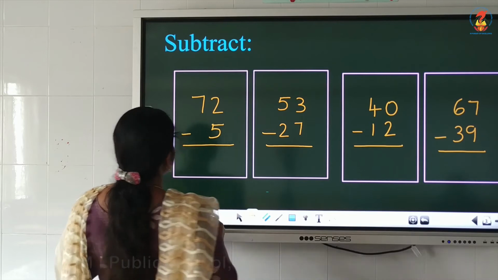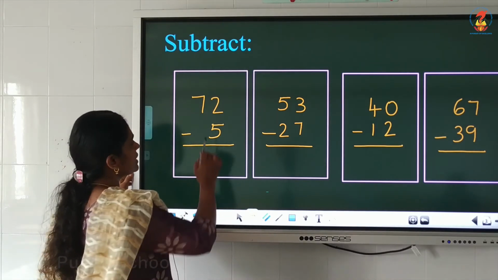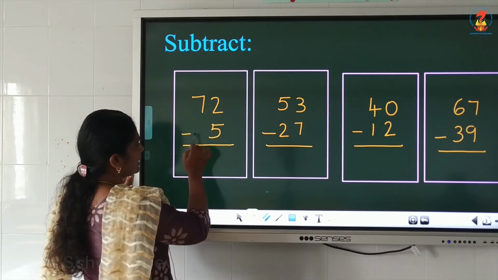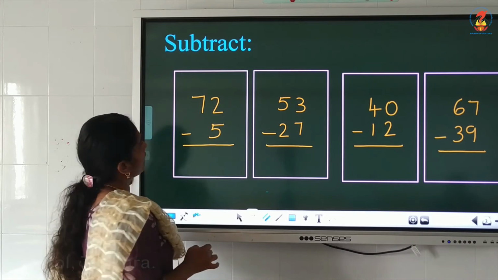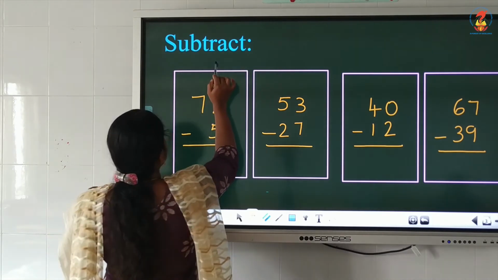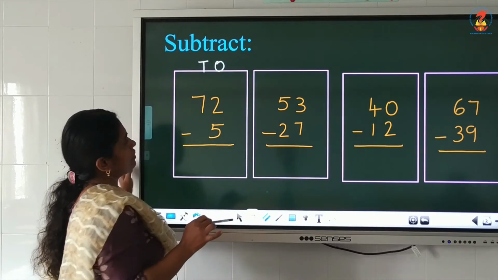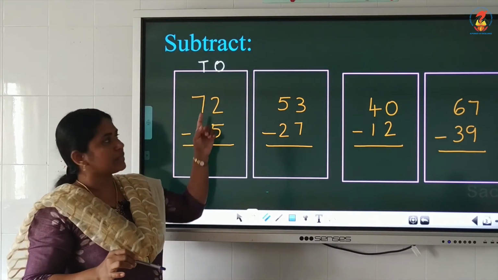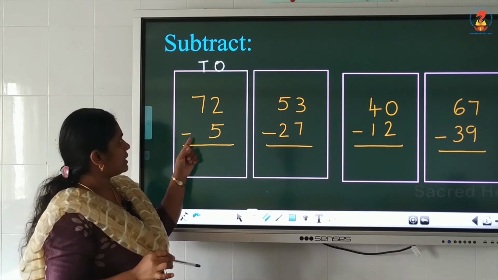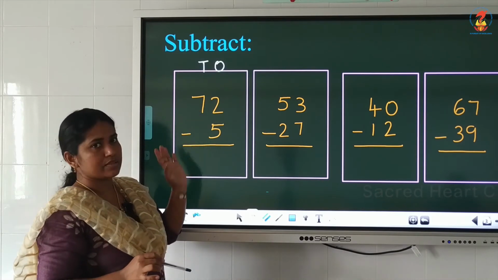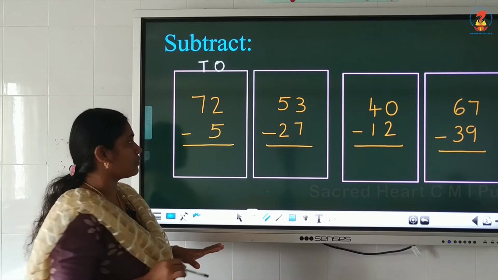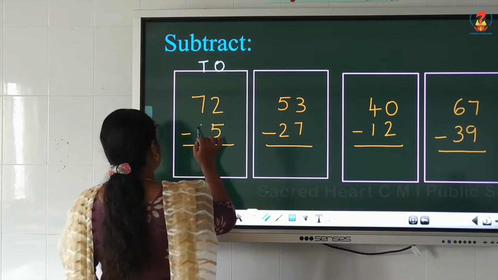So look at the first question. What is the number, children? 72 minus 5. Okay, so we will write the place value first. Ones place, tens place. Look at the ones place. Which numbers are here? 2 and 5. Here in the tens place there is only 7. Here no number is given, so we want to put 0 over here.